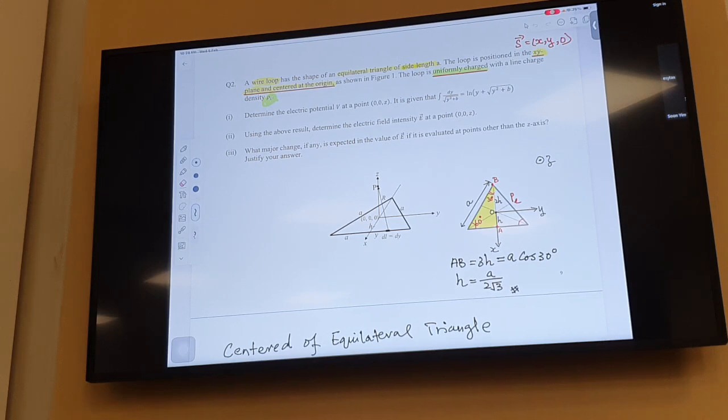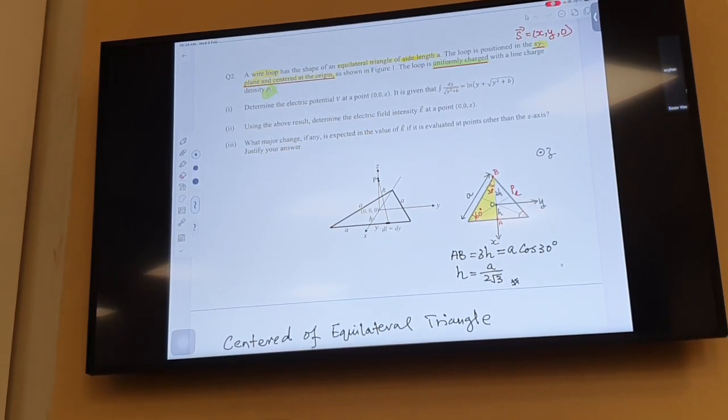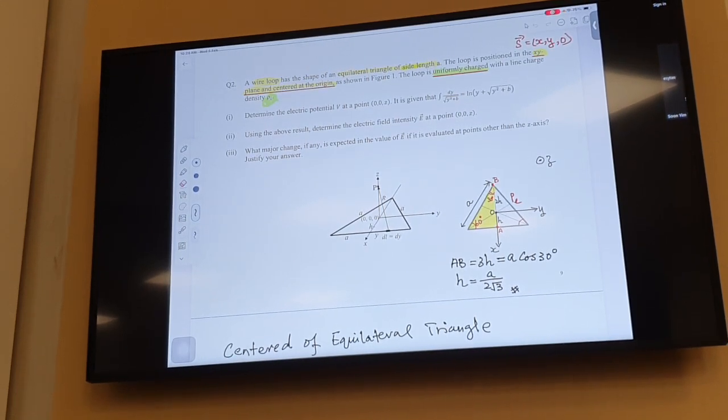But for the center of the equilateral triangle it is very straightforward. You know that from the center to the base is one portion, which we call H, and to the tip is 2 portions. By simple geometry you can prove that. Okay? So how do you know the H? You look at this triangle here. A cos 30 degrees is this AB. A cos 30 degrees, then you can work out the H.